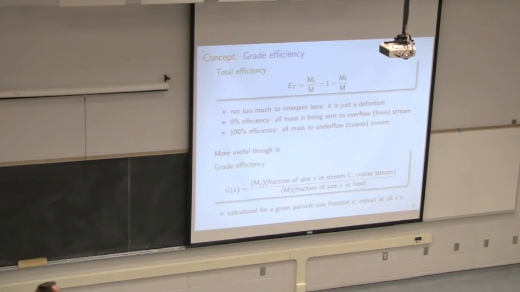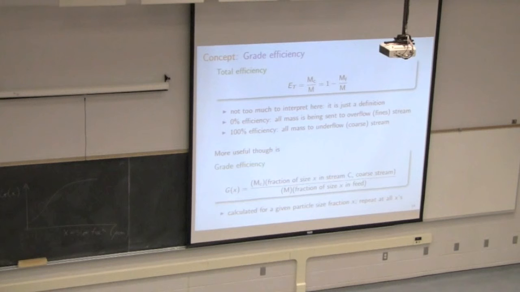What's more useful though is the grade efficiency. Because the total efficiency is just a single number, the grade efficiency is in fact a curve itself. We calculate a curve and judge the ability of the separator based on this grade efficiency curve. The way it works is we calculate the curve at different size fractions x. We're going to end up with a graph that looks something like this. This is called g of x, and I'm going to have x, which is equal to my size fraction, measured in microns in this column.